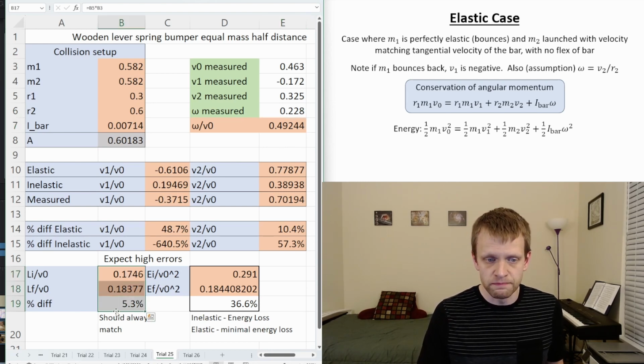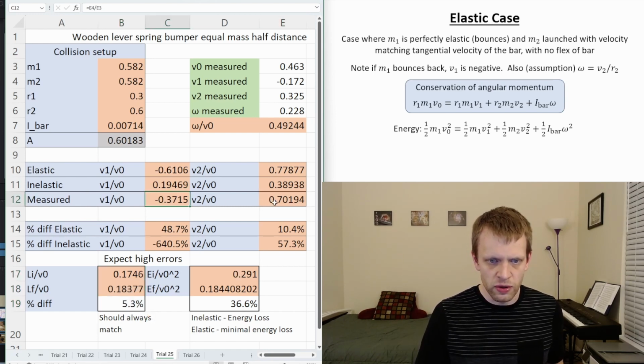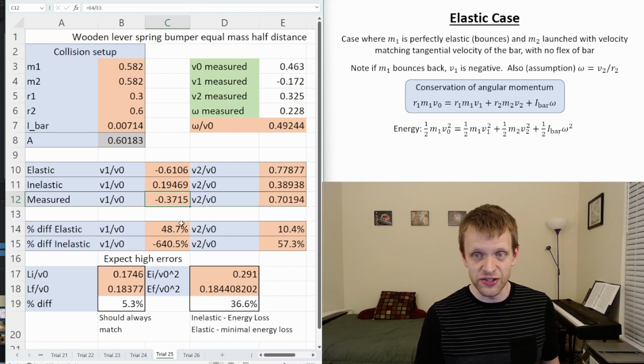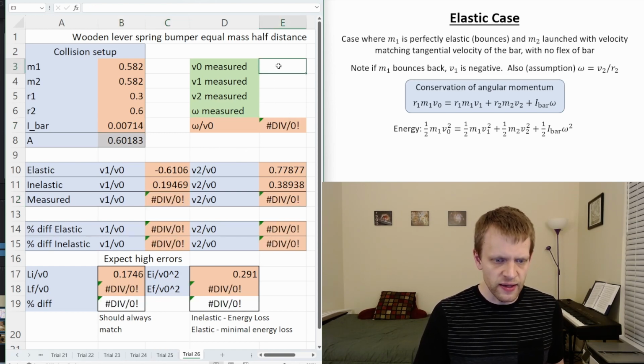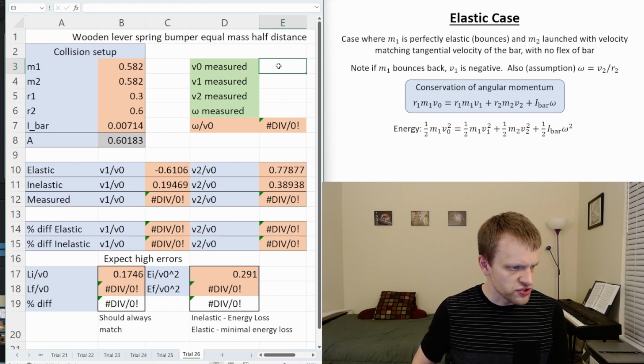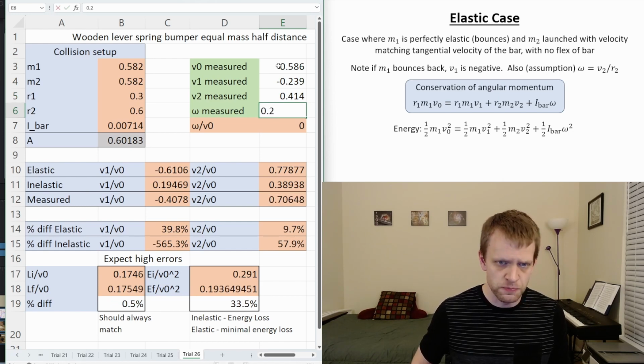And when we look at this, well, this one there must be some source of error here because the angular momentum is actually increasing a little bit, but again, not very much. This is still kind of in the realm of noise. But still pretty good match for that. Energy is still decreasing, and our velocity ratios are still in these expected ranges. So that one seems to match up, again, with expectations. And let's look at trial 26. So in trial 26, the initial velocity is 0.586 meters per second. Velocity 1 after the collision is 0.239 meters per second. Velocity 2 after is 0.414, and the angular velocity is 0.262.